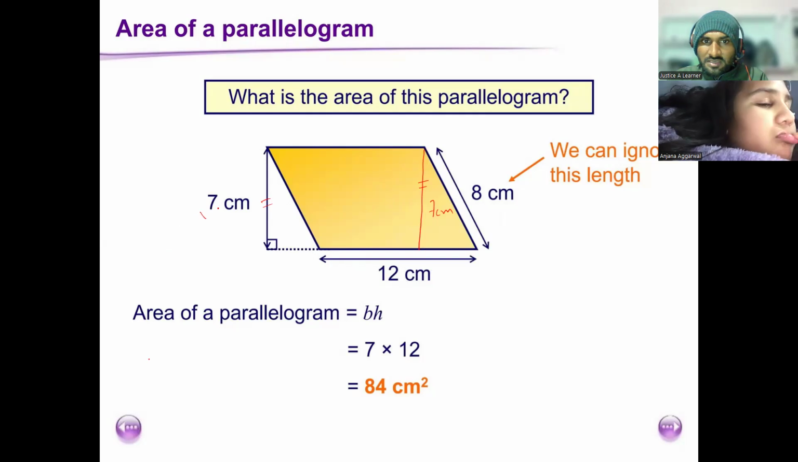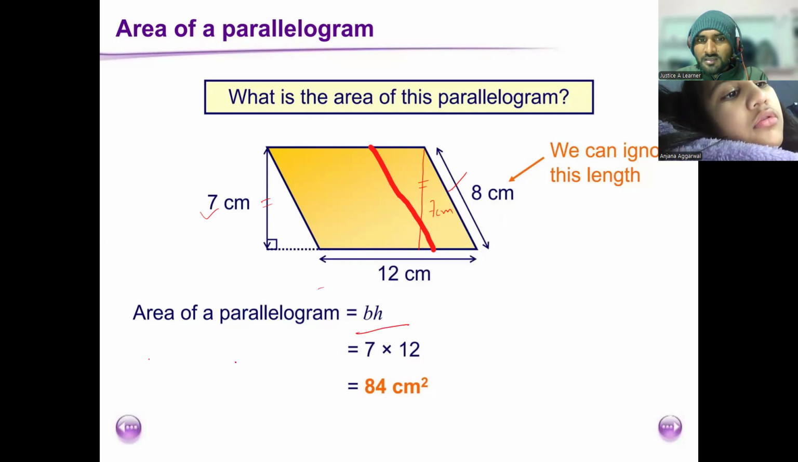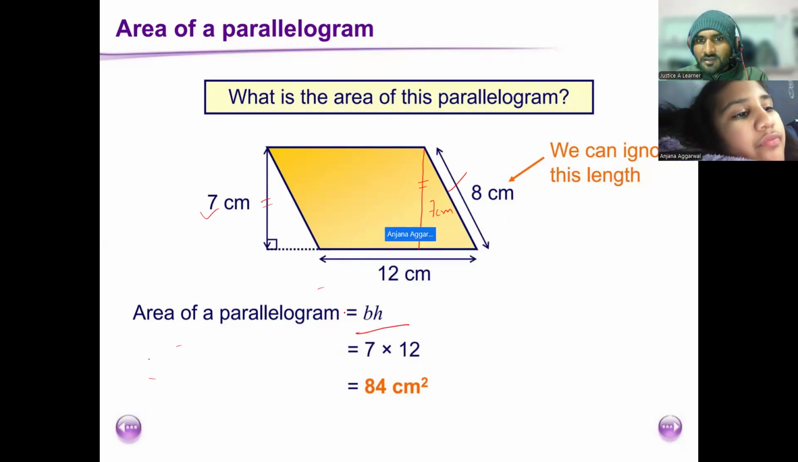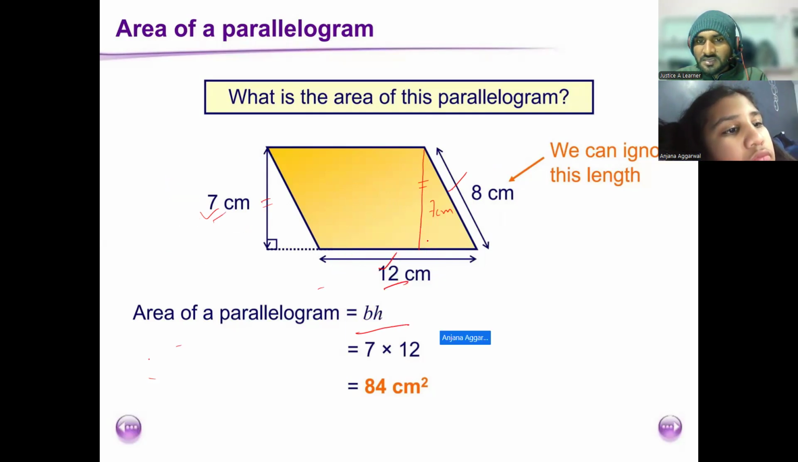So in the question, 7 centimeter is given as perpendicular height, but this is the tilted side. This is not the height, and we do not need it actually. We do not require it in the formula. Area of a parallelogram is base into height. So we need only the base. Base is 12 centimeter and height is 7. So we'll just multiply both of them, right? Did you get this? Yes.